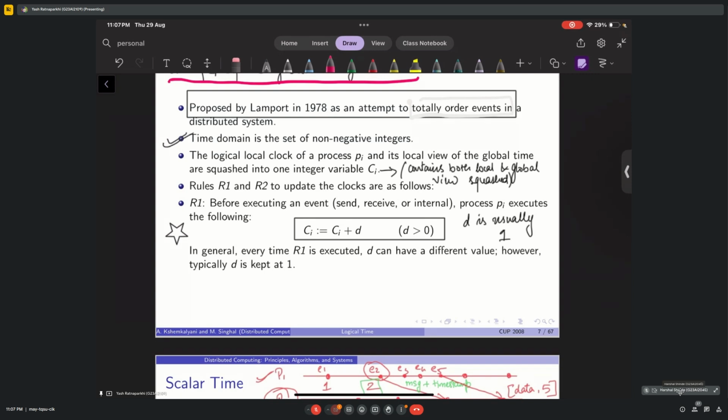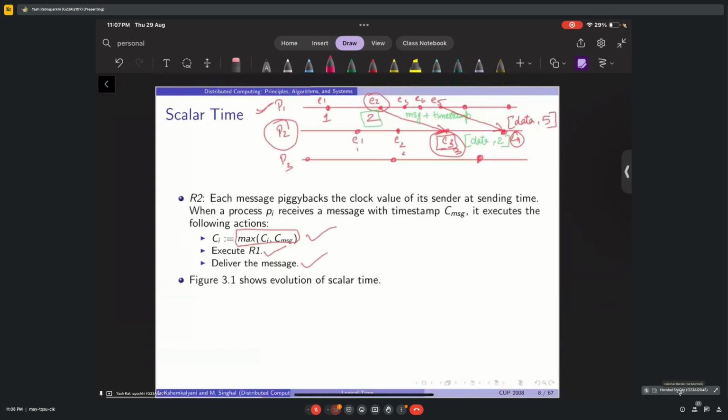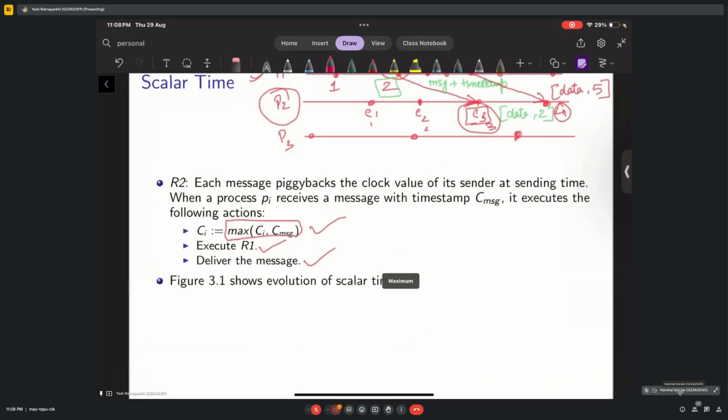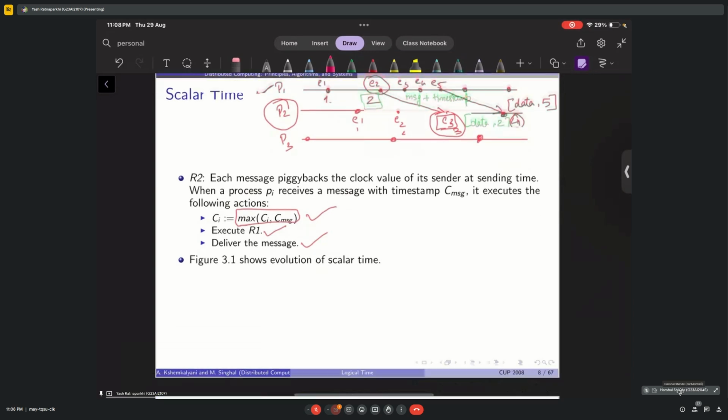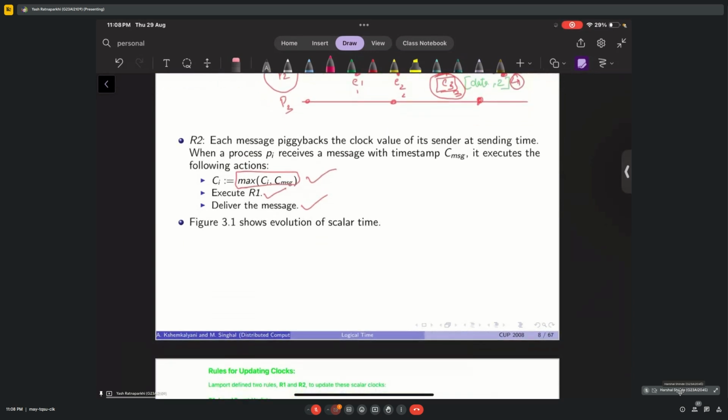Okay, perfect. Now coming to rule number 2, this guys you need to understand very very carefully. This is very important to understand how rule 2 is working. It says each message piggybacks the clock value of its sender at the sending time, and this piggybacks means attaches. Okay, the meaning of piggyback is attaches. So each message attaches the clock value of its sender at the sending time. When a process pi receives a message with the timestamp c, it executes the following action.